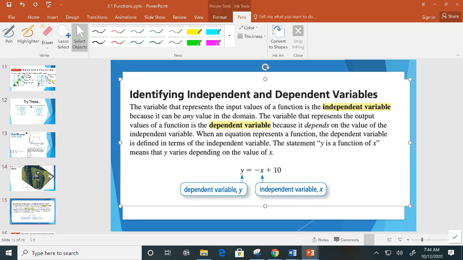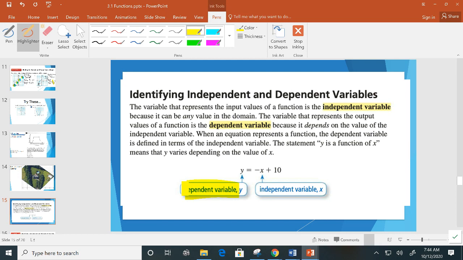The final thing that we're going to talk about in the video deals with independent and dependent variables. The variables that represent the input values are called our independent variables, because it can be any value in the domain. The variable that represents the values of the function, or the output value, is the dependent variable because it depends on the value of the independent variable. You'll almost always see that your dependent variable is y and your independent variable is x, because that y value depends on whatever your x value is.